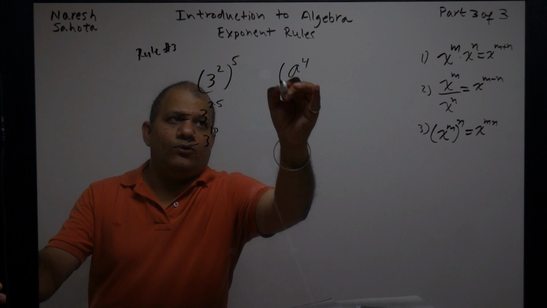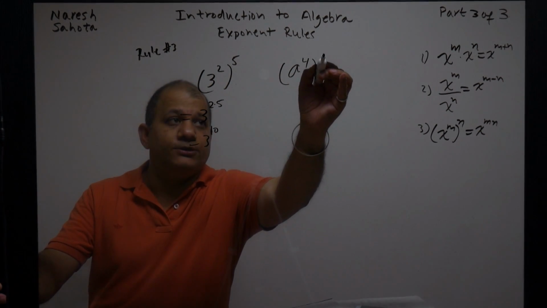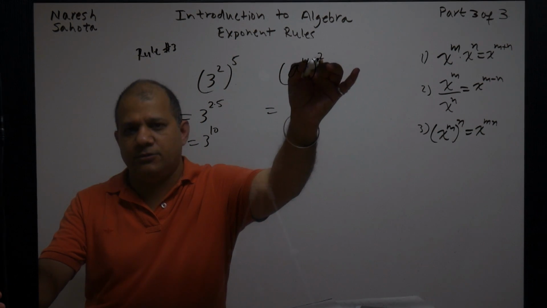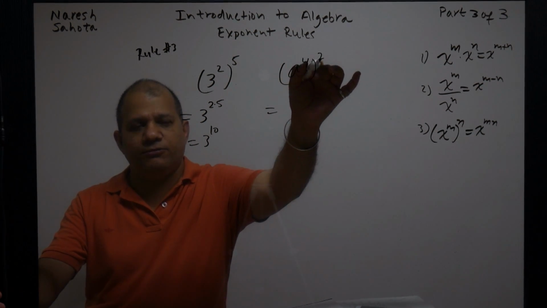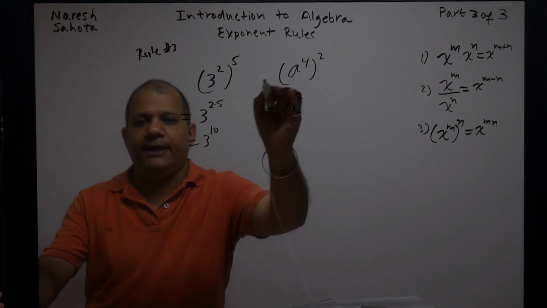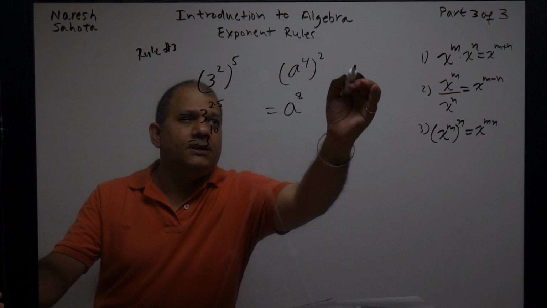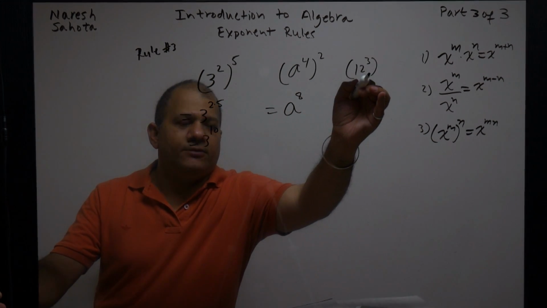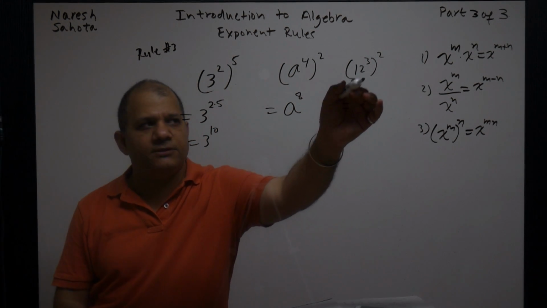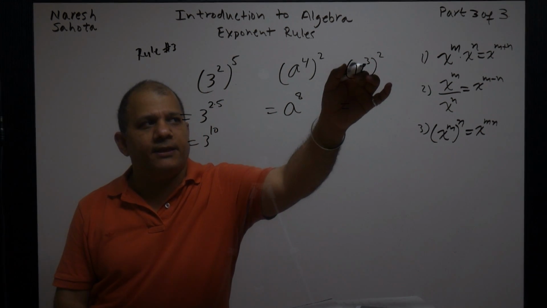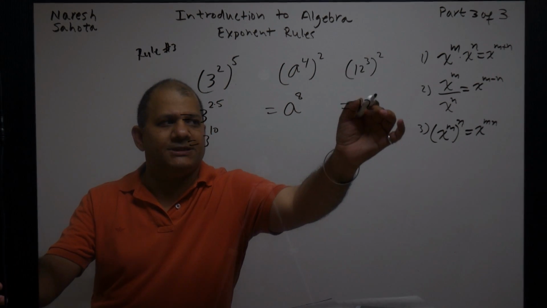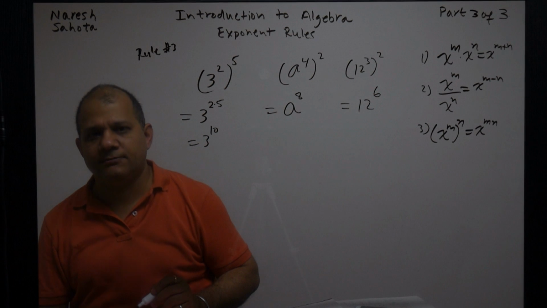Now a to the 4 raised to the exponent 2, so exponent 4 and then to another exponent. So exponent to an exponent, so we multiply the exponents. 4 times 2 is 8. Next, 12 to the 3 raised to the exponent 2. So the base is 12 raised to the exponent 3, then again raised to another exponent. So multiply the two exponents. 3 times 2 is 6, so the answer is 12 to the 6.